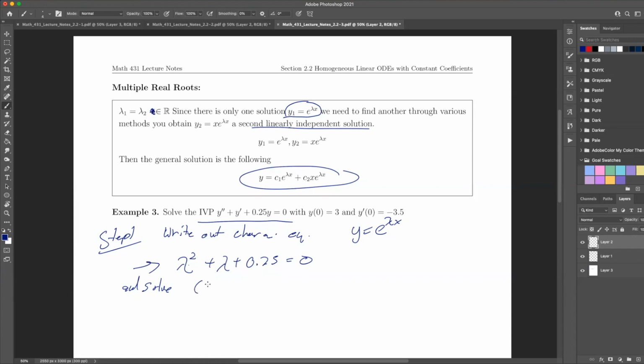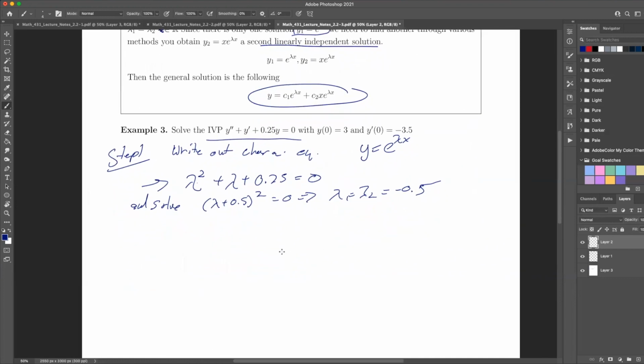So this is lambda plus 0.5 squared equal to 0. So that means lambda 1 is equal to lambda 2, which is equal to minus 0.5. So here we have a double root, right? Multiple real roots. In this case, we can have at most a double real root. Here we have a double real root.